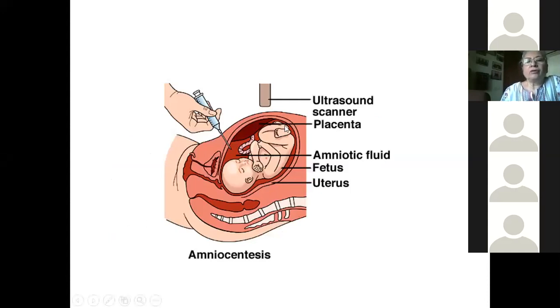So this is how amniocentesis is done. You first do an ultrasound and you locate the placenta, because you don't want to go through the placenta. Then you find the deepest pool of amniotic fluid, and through that a long needle is inserted through the maternal abdomen, passes through the uterus into that amniotic fluid pocket, and a few cc's of fluid is extracted.